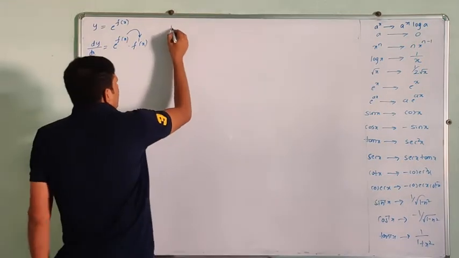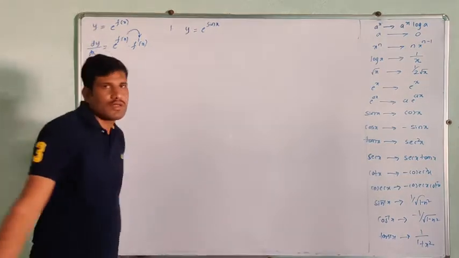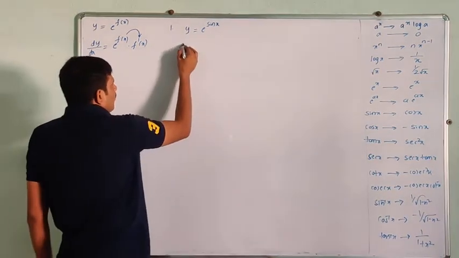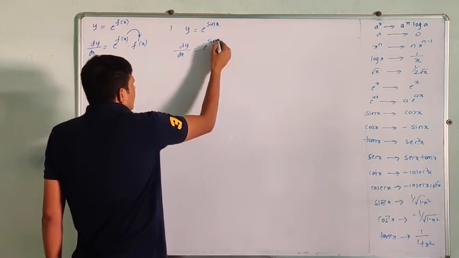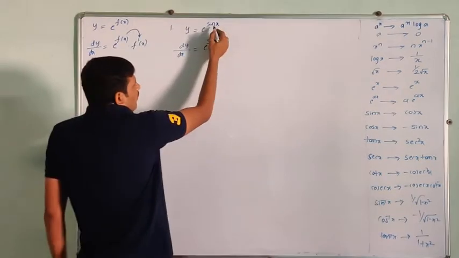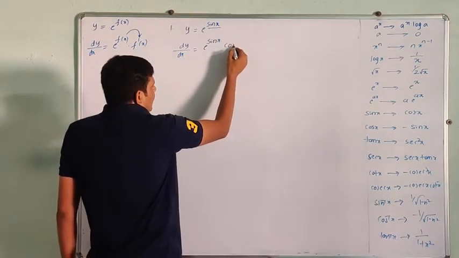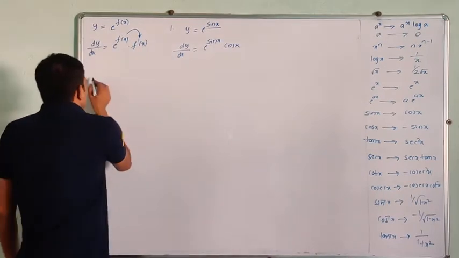For example, the first one, y is equal to e raised to sin x. What is its derivative, dy by dx? Now this is the form of e raised to f of x. We write e raised to f of x as it is, and then we differentiate this f of x. Here f of x is sin x. What is the derivative of sin x? This is over.